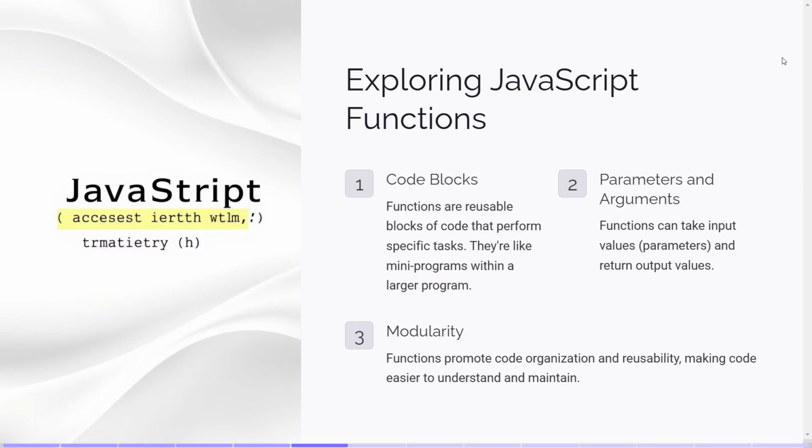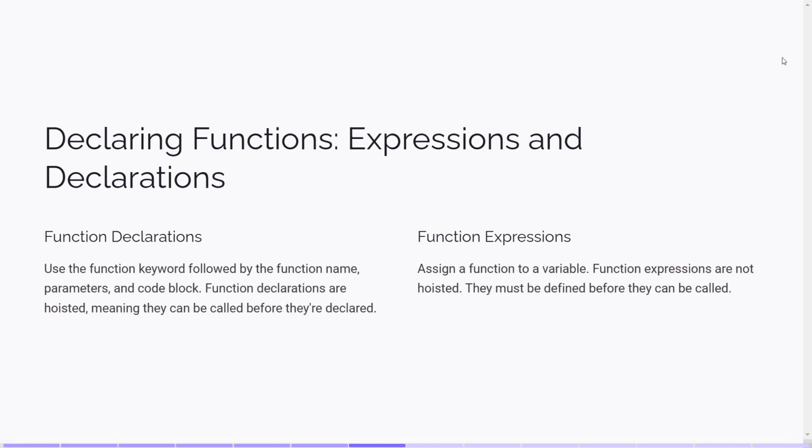Let us learn about the differences between let, var and const, and before that let us see the declaration of functions. Use the function keyword followed by the function name, parameters and code block. Function declarations are hoisted, meaning they can be called before they are declared. So before declaring, the function can also be called.